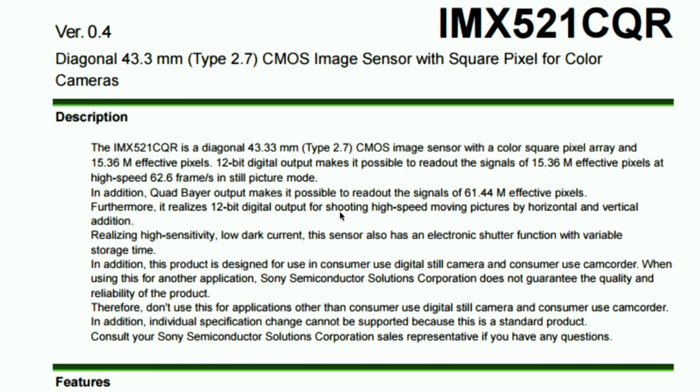Furthermore, it realizes 12-bit output for shooting high-speed moving pictures by horizontal and vertical addition. So basically what they are saying is we can use all these base pixels of 61 megapixels, which we will show later, and fiddle with them, throw stuff away, add them, average them, do different things in timing, have them fill up at different speeds to get different results. So the input pixels do not really relate anymore to the output pixels of the sensor.